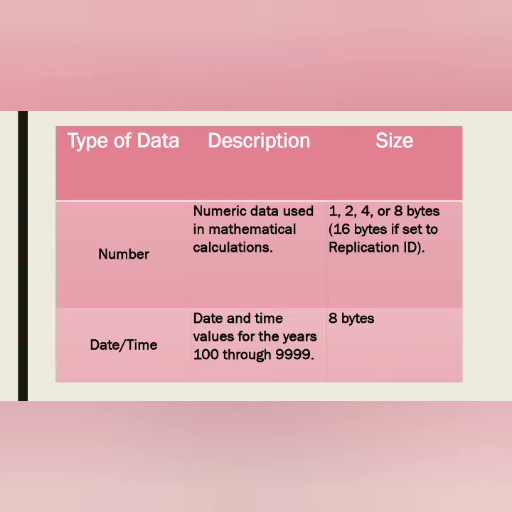Next is number. That is, it can store numeric data used in mathematical calculation and its size is 16 bytes. Next is date and time. That is, date and time values for years 100 through 9999 and its size is 8 bytes. That is, it can store date type information like date of birth, date of joining, date of leaving, etc. And it can store up to 8 bytes.